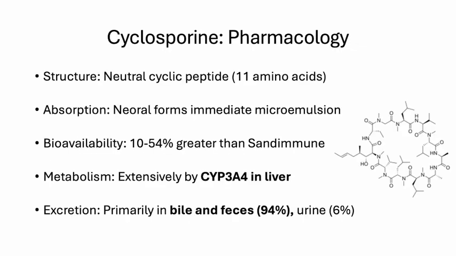In terms of its pharmacology, cyclosporine is a neutral cyclic peptide composed of 11 amino acids. The Neoral formulation immediately forms a microemulsion in an aqueous environment, leading to better absorption. Its bioavailability is 10% to 54% greater than that of Sandimmune, mainly because Neoral is a sort of pre-digested form that's less dependent on bile, food, diet, and gastrointestinal environment for proper absorption. Cyclosporin is extensively metabolized by the cytochrome P450 3A4 enzyme system in the liver and is primarily excreted via bile through feces, with only 6% of the dose excreted in urine.